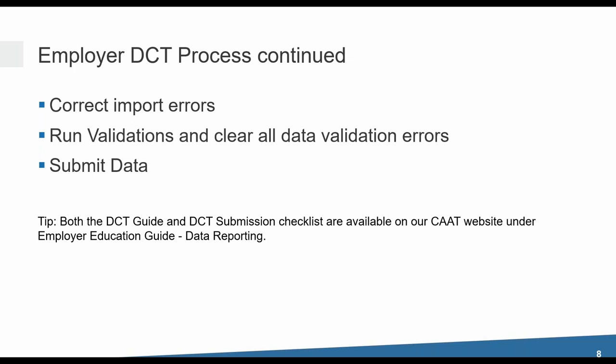The guide provides a detailed process overview, instructions on how to navigate the DCT, explanations of the warnings and errors, as well as the corrective actions required and examples of common scenarios. The DCT submission checklist is available on our CAT website under Employer Education Guide, Data Reporting. As always, you can contact your employer pension analyst with any questions. All existing users can use the same password as last year, which is the same password that is linked to your SDoc account.